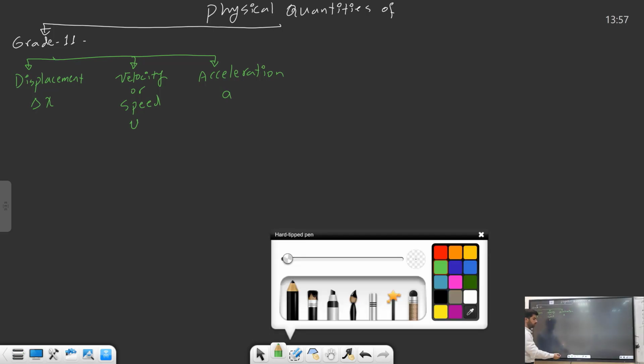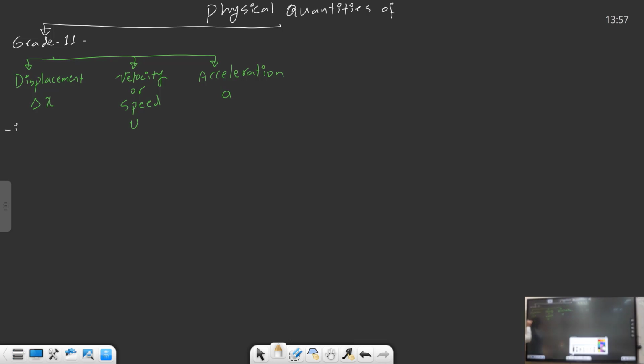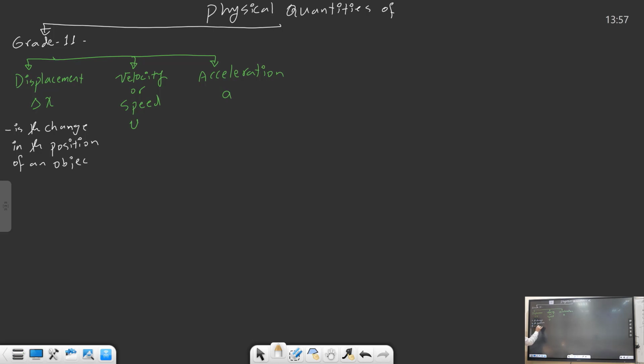So first, let me remind you what displacement was in grade 11, okay? So let's define displacement. Displacement is the change in the position of an object, okay, on a linear path. Okay, it is the change in the position of an object on a linear path.